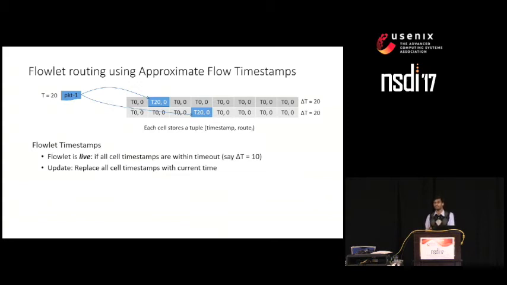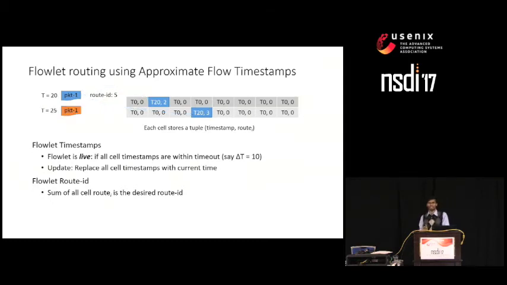And since this is a new flowlet, we get to choose its route ID, which port to assign it to. And let's say we choose route ID 5, either by just random ECMP hopping or by choosing the least loaded port and so on. And the way we are going to persist this information in this sketch is that the sum of all cell route IDs is equal to the desired route ID, in this case 5. So we can do something as, let's persist 2 plus 3 equal to 5 in the sketch. Right? Next, let's say a packet of an orange flow comes at t equal to 25.